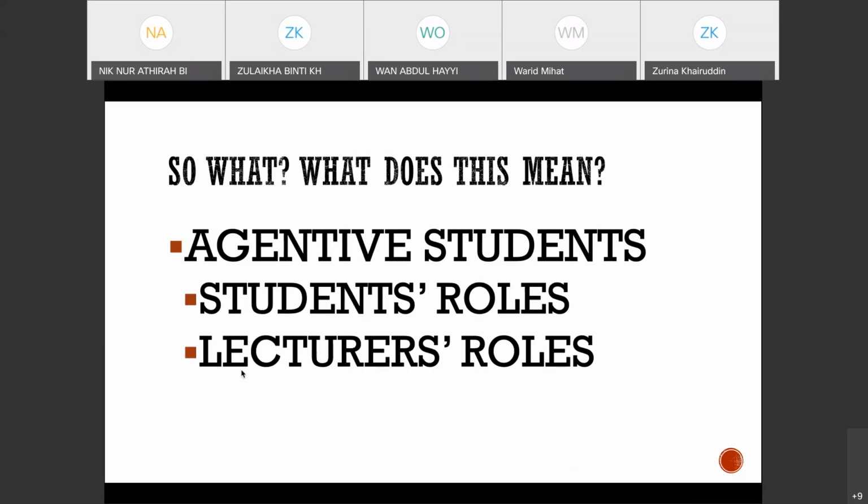What can we take from this? So from my perspective as a student, if you're a student, your role is to understand that it's okay if you don't prefer to contribute in class.